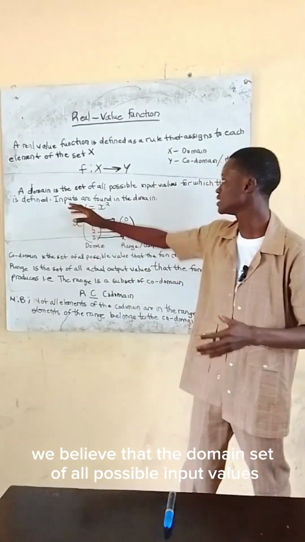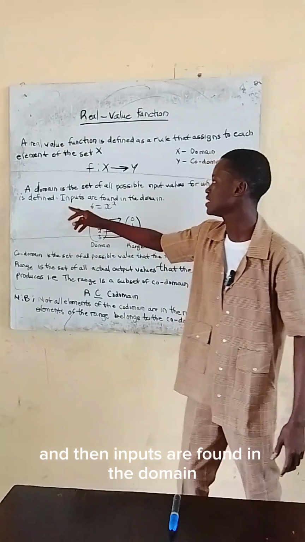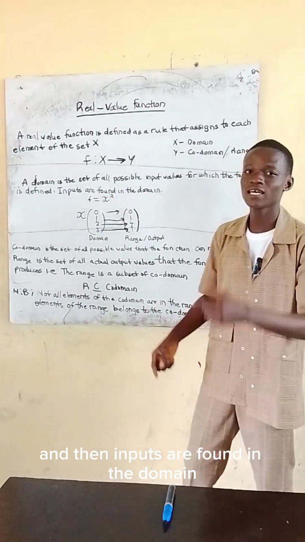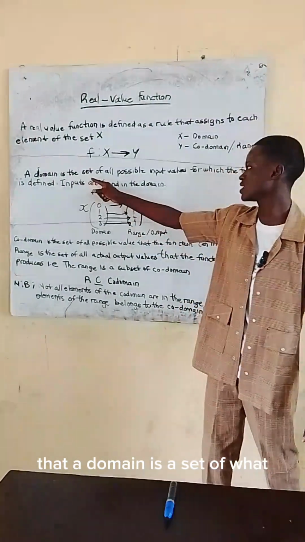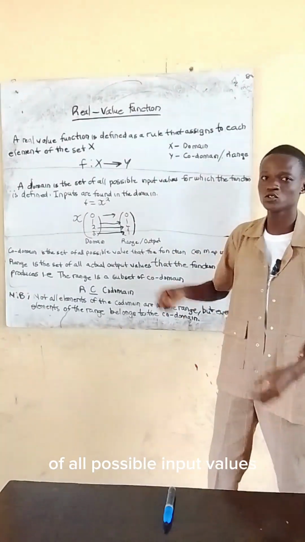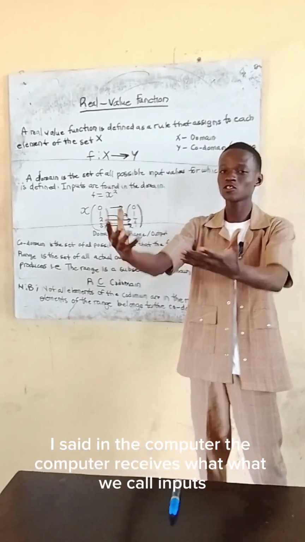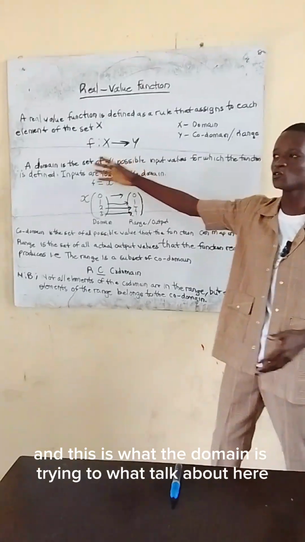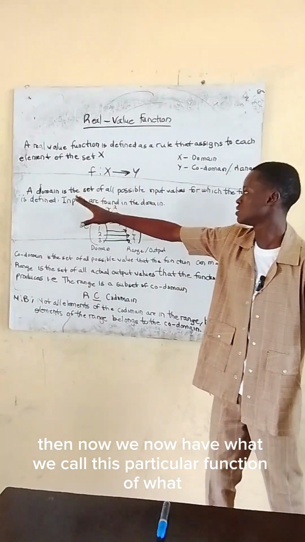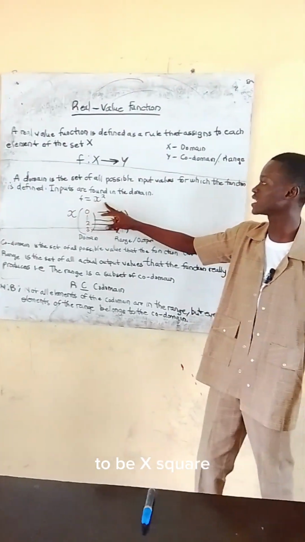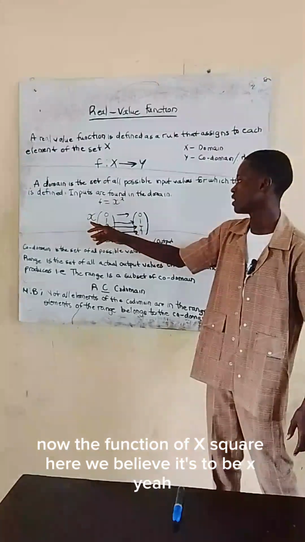Now, we believe that the domain is the set of all possible input values for which the function is defined. And then inputs are found in the domain. And this is what I've been bringing back to you before, that a domain is a set of all possible input values. When we are talking about input values, I said the computer receives what we call inputs. And this is what the domain is trying to talk about here. Then now we have this particular function f of x to be x squared.